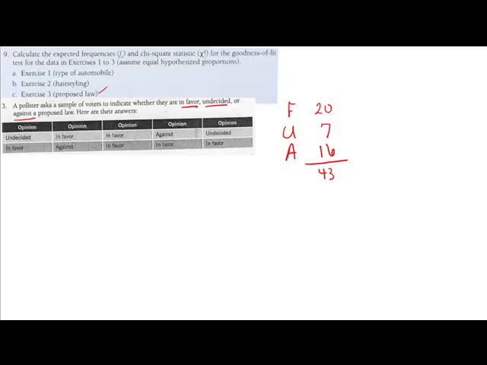To find the frequency expected, we take our 43 and we divide that by the 3 groups. That equals 14.3333, so 14.3 repeating. This is what we have observed. What we would expect is 14.33.